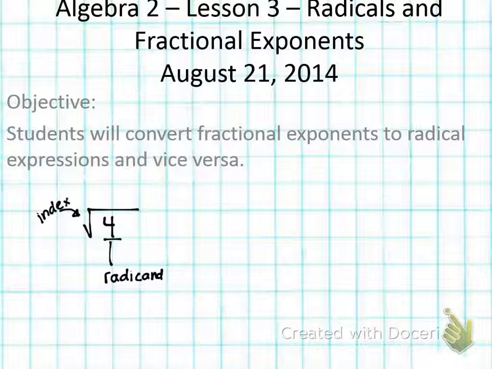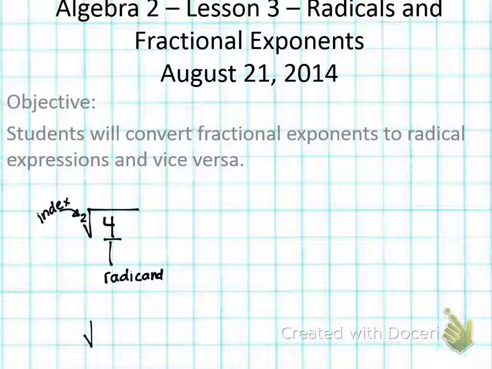So what number do we assume is there? No, not 1. It's actually 2. Okay, we assume there's a 2 there in this example. We assume it's a 2 because it's a square root. Okay, so we've learned that, right? And we know the answer to this square root of 4 is 2, right?